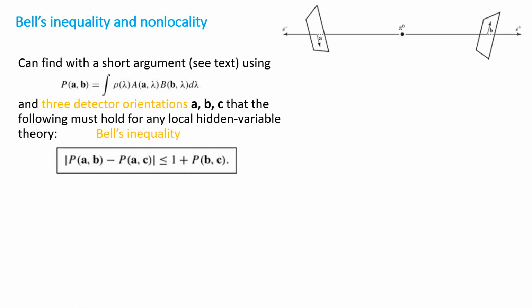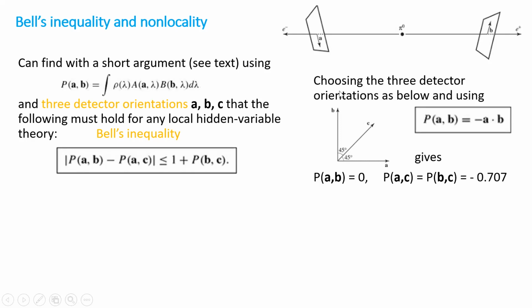So it's extremely general. Okay, so if we choose the 3 detector orientations, our A, B, and C, as shown below, so we have A in the X direction, B in the Y direction, and C at a 45-degree angle, and we use the quantum mechanical result that P of A and B is minus the dot product of A dot B, then the quantum mechanical result for P of A and B here would be 0 because the dot product of X and Y is 0. Meanwhile, the dot product of A and C would be the cosine of 45 degrees, which is root 2 over 2 or 0.707. Then there's this negative sign, so it turns out to be minus 0.707.